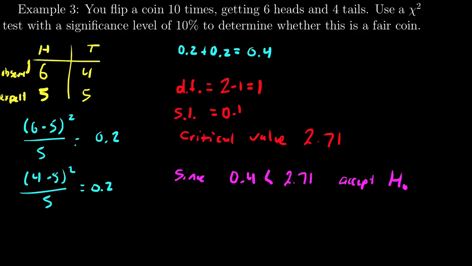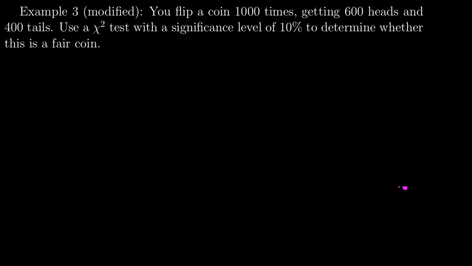Now, before we move to the last problem, the psychic problem, let's consider what happened. So this one looked like 60% heads, 40% tails. So you might ask yourself, well, is that always going to be the case where if I have 60% heads, 40% tails, we'll accept this null hypothesis? And the answer to that question is no.